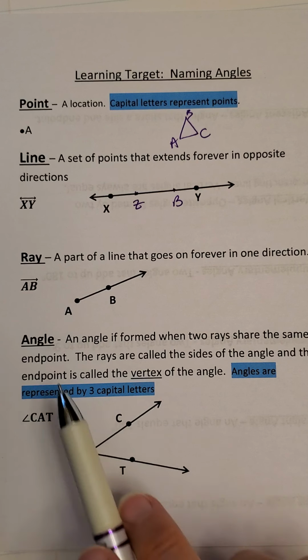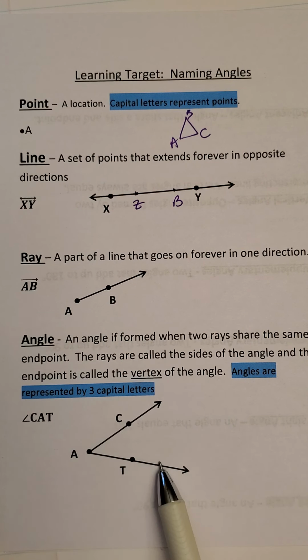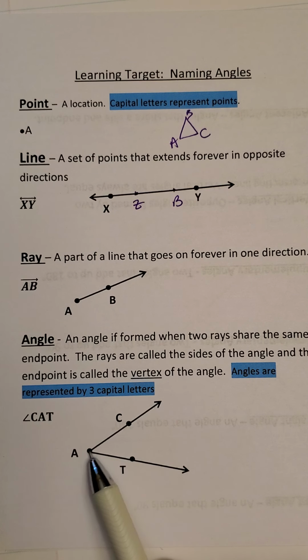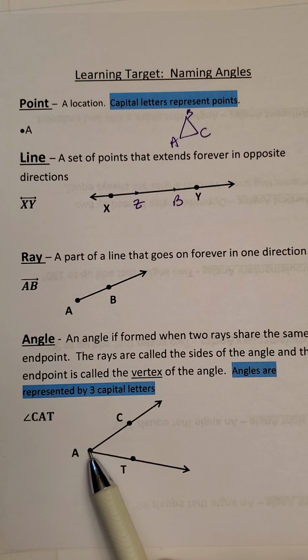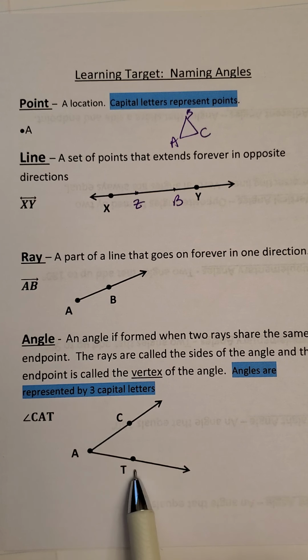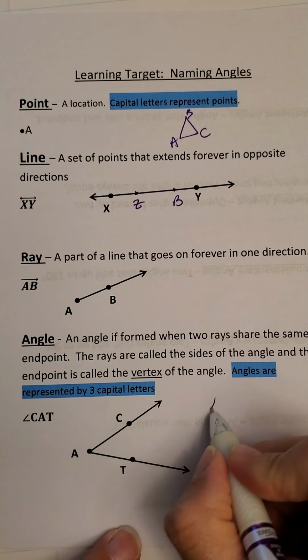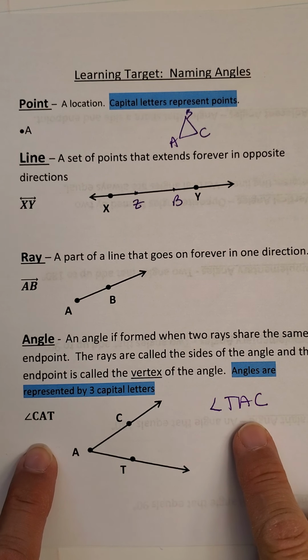An angle then is formed when you have two rays that get together that share the same endpoint. We call those rays sides of the angle, and we call the endpoint that's in common a vertex. Notice the capital letters because they're representing points, and this is how I write angle CAT. And I would say it like that, CAT. Or I could also have said angle TAC. What's the same about these two?